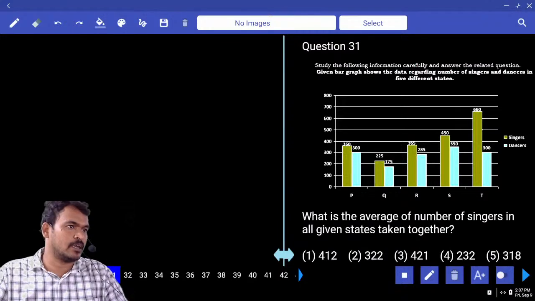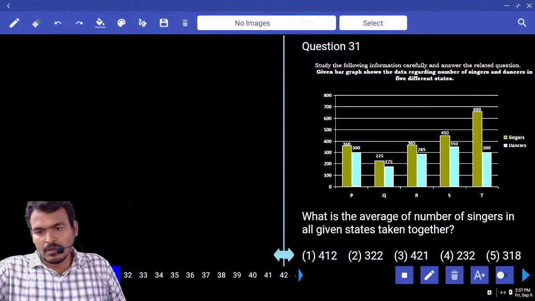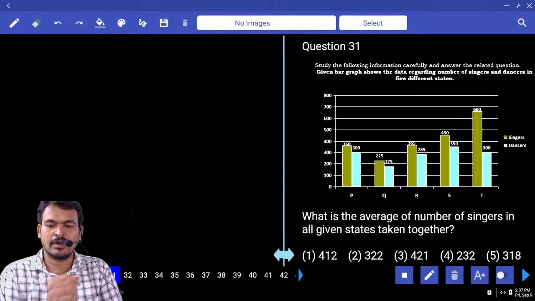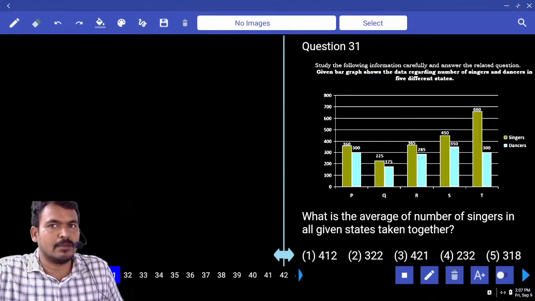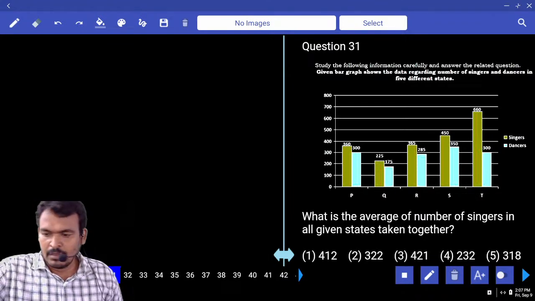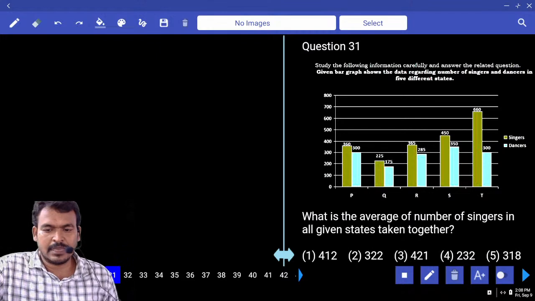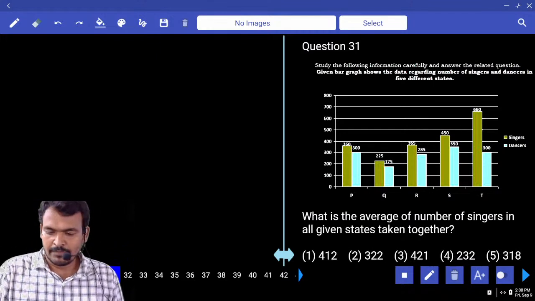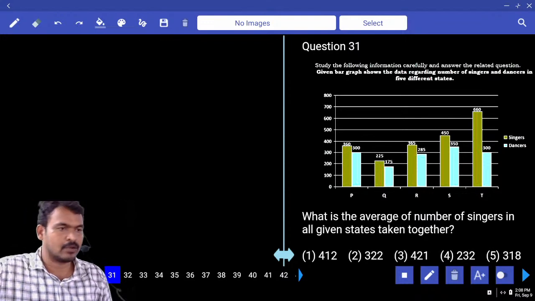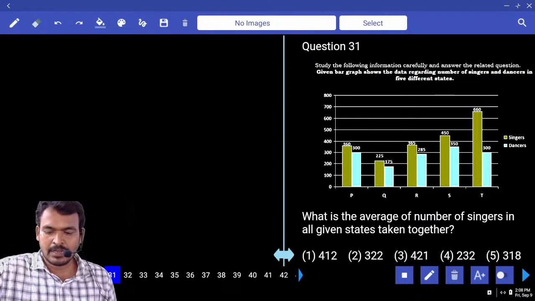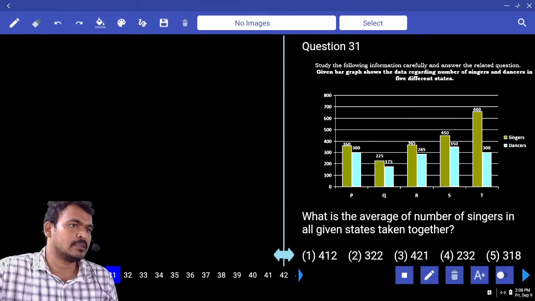Question number 31. A bar graph is given. The given bar graph shows the data regarding the number of singers and dancers in 5 different states, P, Q, R, S, T. What is the first question? What is the average number of singers in all the given states taken together? Required average of all the singers.